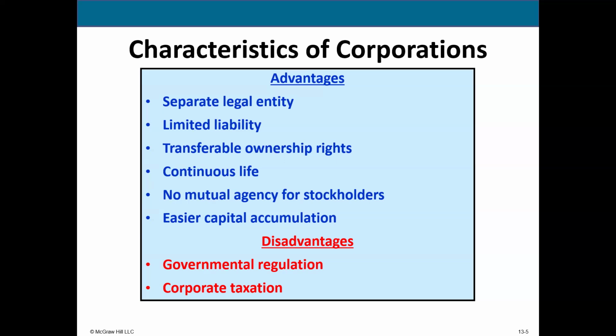Corporations are continuous, meaning that even if the owner dies or passes away, the business will live on, regardless of who owns it. There is no mutual agency for shareholders, which means that the individuals that hold shares of stock are not legally bound to the corporation through contracts. So, in other words, there's no mutual agency.